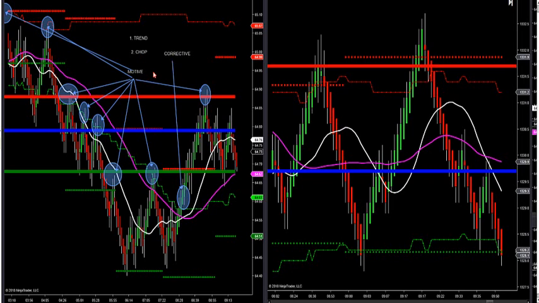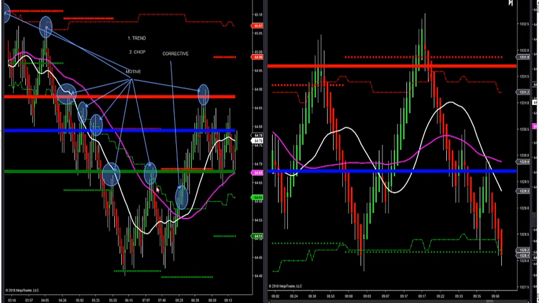How do I identify a chop? This is gold yesterday. We cleaned house yesterday in gold. Just cleaned house. Look at the magenta MA, how it's flat versus the day when gold is in trend. Look at the difference between trend, angle down in gold, crude this morning, and chop yesterday in gold. Now in chop markets, we do not take any arrows at all until we get outside of the edges, meaning outside of HV and LVA.